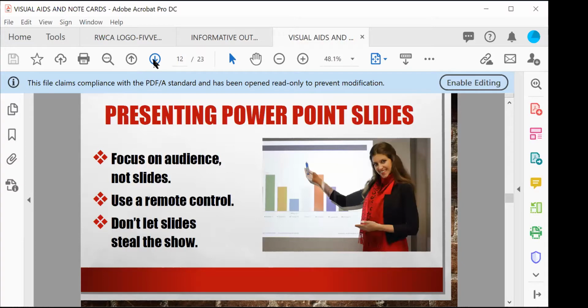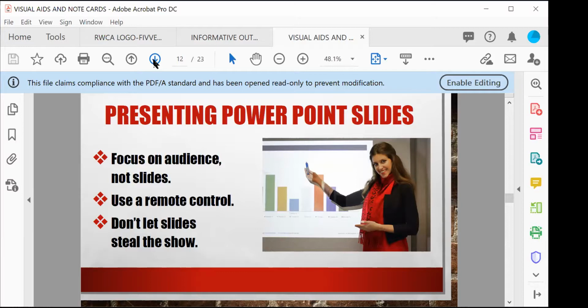Presenting your PowerPoint slides, you want to focus on the audience, not the slides. When you are in person with people, oftentimes you'll see people looking at the PowerPoint or at the board, wherever the PowerPoint is, and then their back is to the audience. That's not good. Use a remote control or something so that you can see the audience, or have a monitor in front of you so that you can look at what's behind you. Then you don't have to turn around.